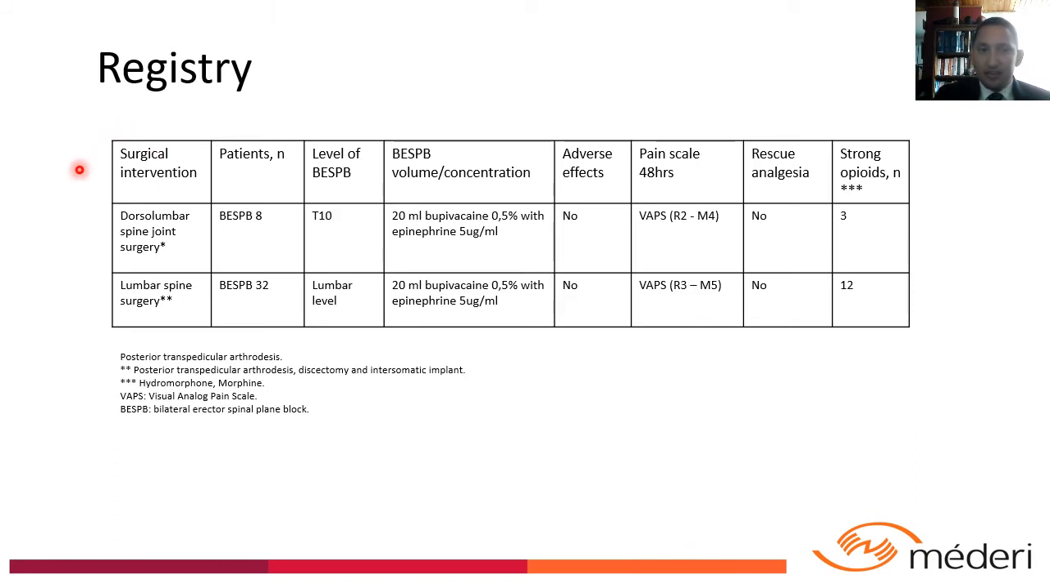This is the registry with the surgical intervention. What kind of surgery did the patient have? It was a dorsolumbar spine or lumbar spine surgery. We used in both cases 20 milliliters of bupivacaine with epinephrine. There were no adverse effects, and this was the pain scale at 48 hours following, showing that there was a reduction of the pain in the patients in whom we used this technique. There was no rescue analgesia used in any of these patients, and the need of strong opioids like hydromorphone or morphine was very low in these patients.